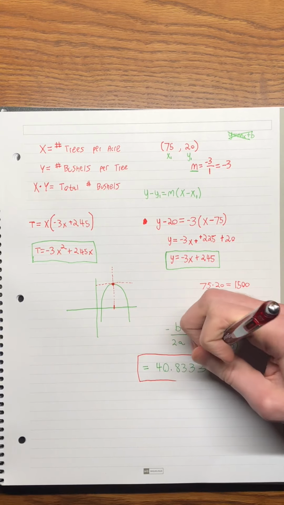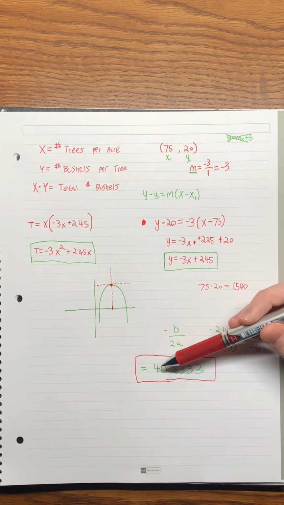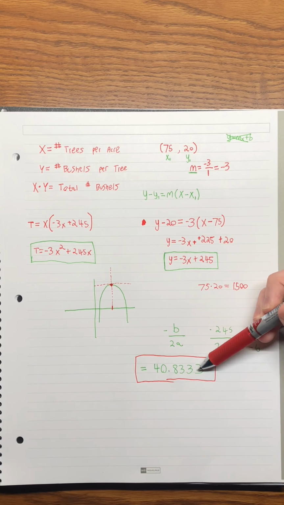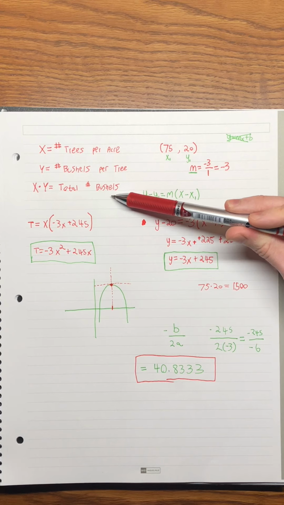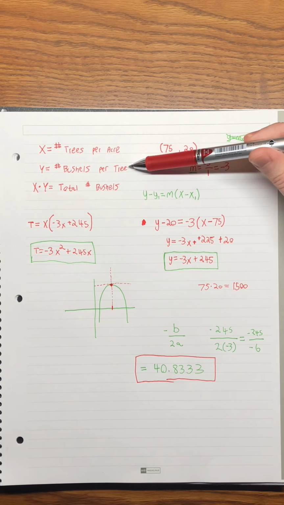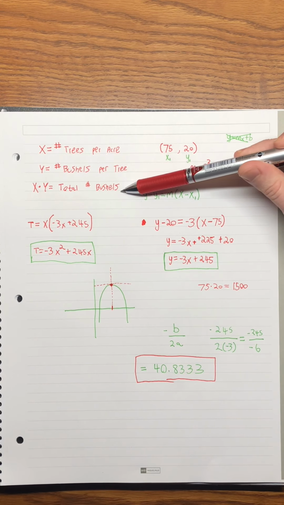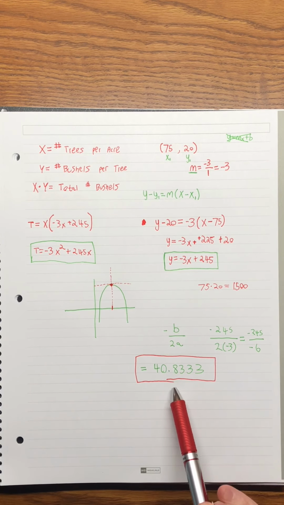All right, this is our answer. So what is this in context? This means that if we plant 40.8333 trees, we're going to get the maximum amount of total bushels. So if we plant like 60 trees, that's going to give us more bushels per tree, but in the end, we're going to end up with fewer bushels. So this is the smartest thing to do if we want the total amount of bushels.